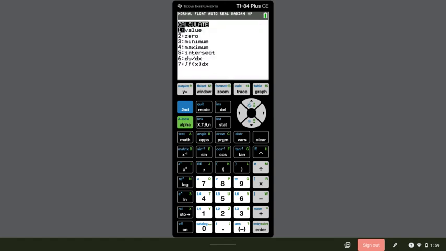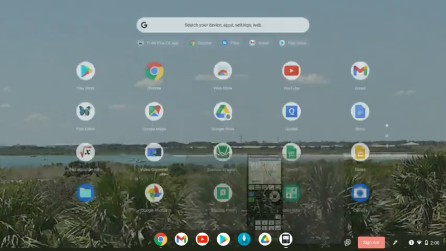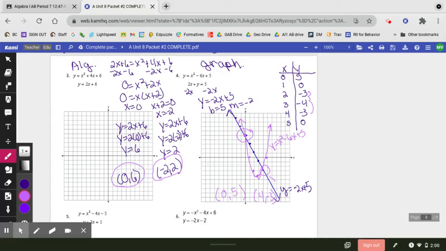So I do second trace, intersect, enter, enter, enter. So the one solution, (0, 5). I do that again, second trace, 5, enter, enter. And now I need to use my right arrow to move that cursor closer to my other intersection. You'll see if you don't get close enough, it'll give you back the first one. And that's (4, -3). So both my solutions check.